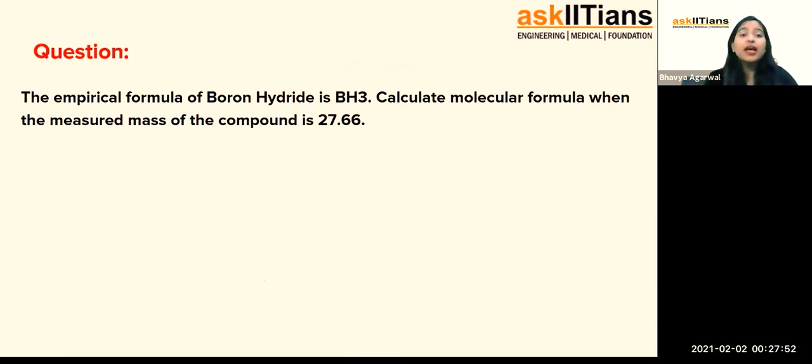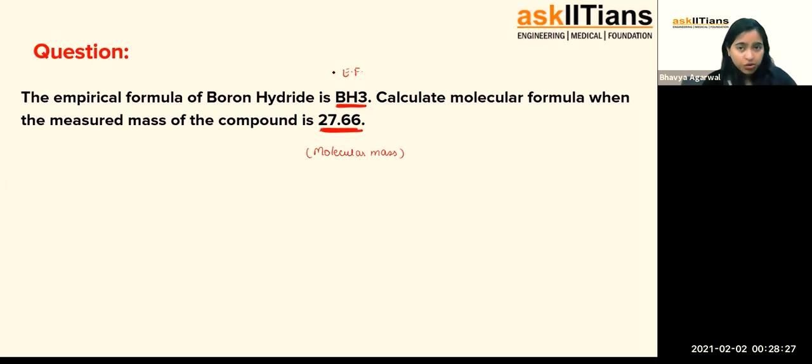The question says, the empirical formula of boron hydride is BH3. This is the empirical formula. Calculate the molecular formula when the measured mass of the compound is 27.66. So measured mass of the compound means molecular mass of the compound. And this is your empirical formula.